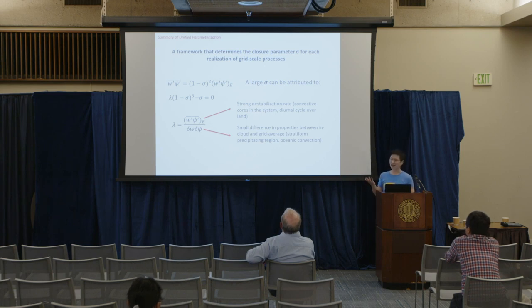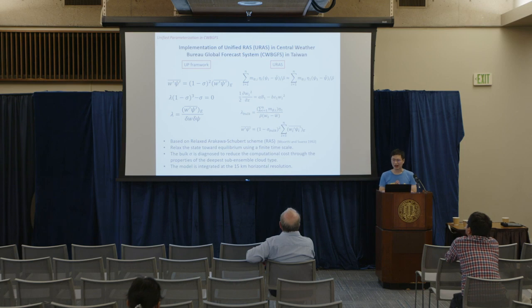But we have to decide sigma, and we can use some formulation, algebra change, to use lambda as an expression for sigma. When you have larger sigma, it means you have strong destabilization, something like the convective core in the system or the diurnal cycle over land. If you have a small sigma, it means there's a small difference in the cloud environment properties, something like stratiform precipitation.